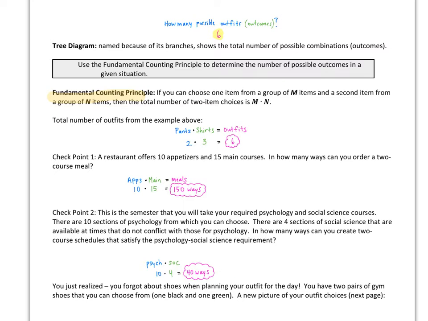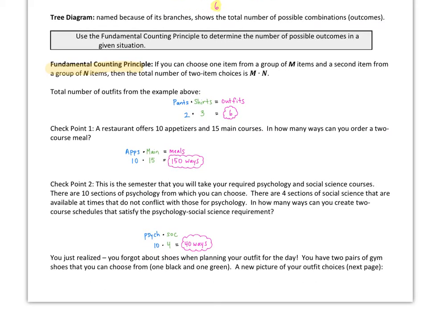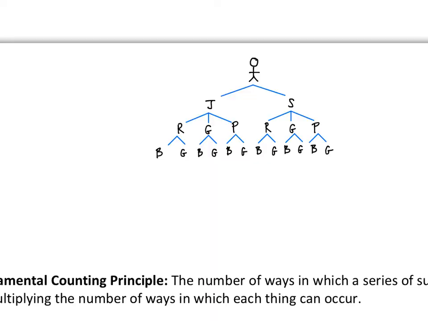All right, so now let's move back to that outfit. You just realized you forgot about shoes when planning your outfit for the day. Oh no. You have 2 pairs of gym shoes that you can choose from, 1 black and 1 green. Draw a new picture of your outfit choices on the next page. So go ahead and do this and then check back with the video.